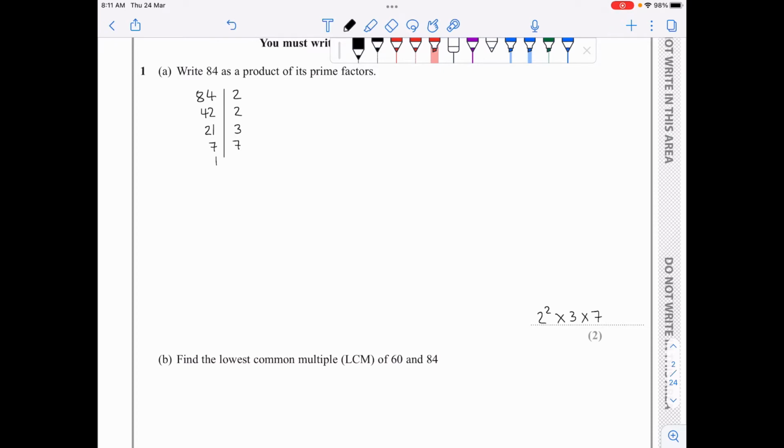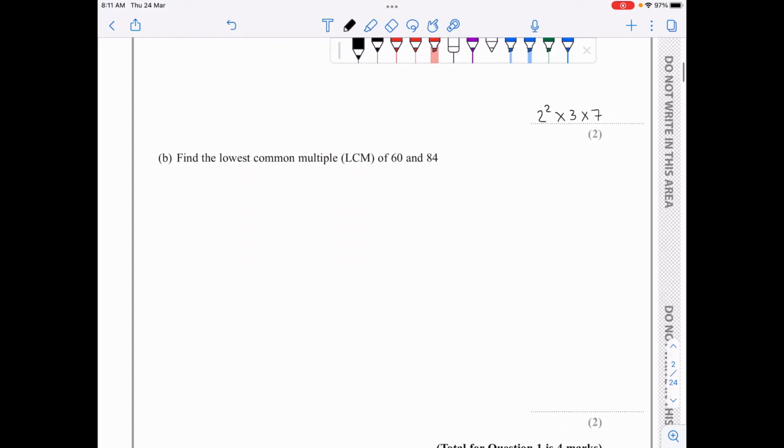Now to find the lowest common multiple of 60 and 84, I'm going to repeat the process for 60. So I will divide 60 by 2, getting 30, again 2, 15, 3, 5, 5, 1. So 60 is 2 squared times 3 times 5. And we said that 84 is 2 squared times 3 times 7.